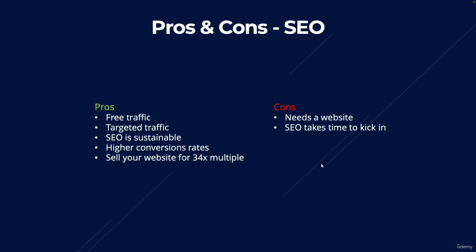SEO takes time to kick in, especially if you're building a website on a brand new domain which has no trust or authority from Google. Typically, it can take between 6 to 8 months to generate sustainable results. You can get results a lot quicker. Again, it all depends on the keywords you're targeting and the competition you're up against.